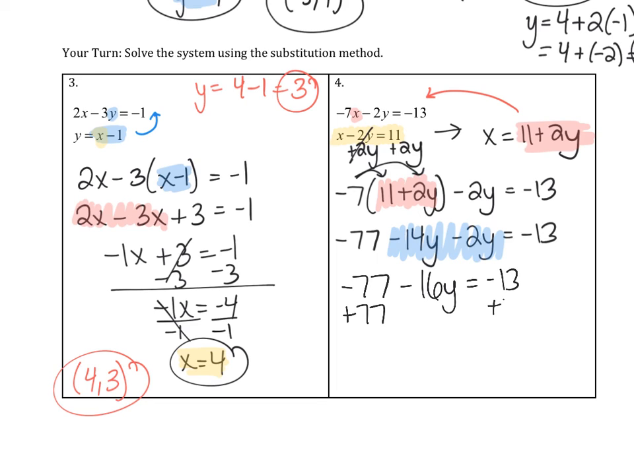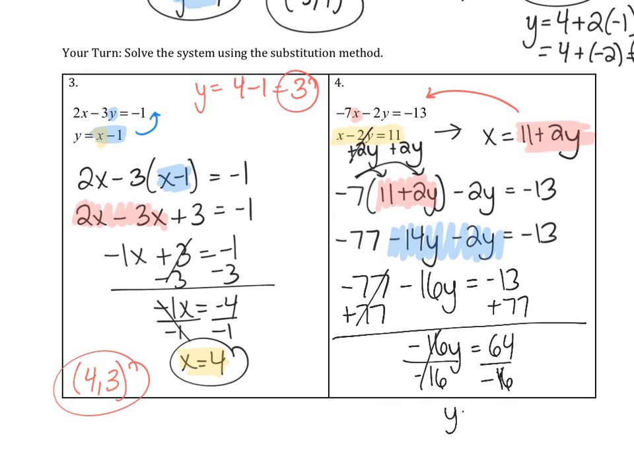Then what we're going to do is add the 77 onto both sides to get rid of it. And you get negative 16y is equal to 77 minus 13, which is 64. Divide both sides by negative 16, and you get negative 4. So my y value is negative 4.